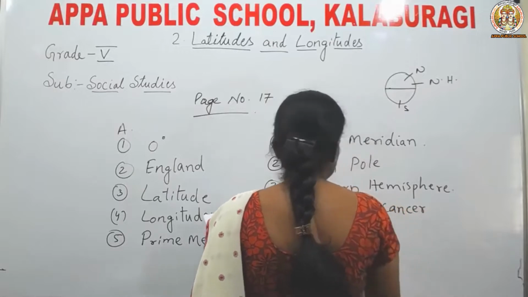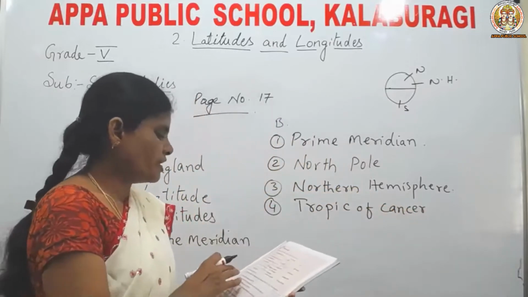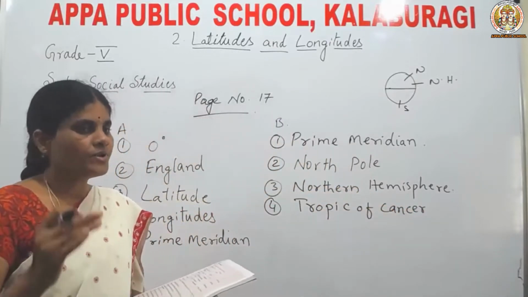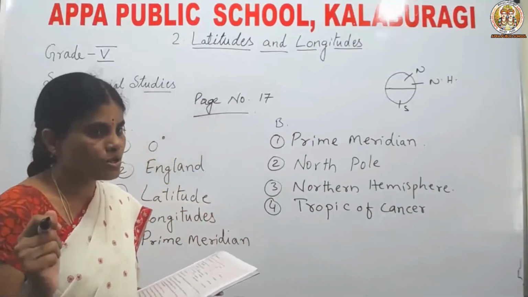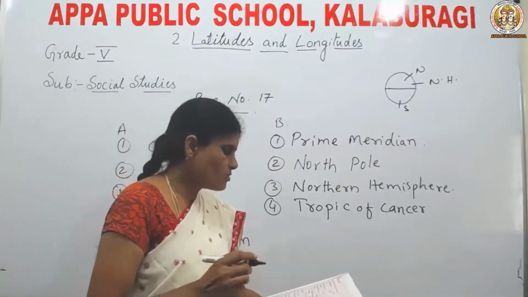Tropic of Cancer is called 23.5 degree north latitude. 23.5 degree south latitude is called Tropic of Capricorn. Understood, children? Now, fifth one.